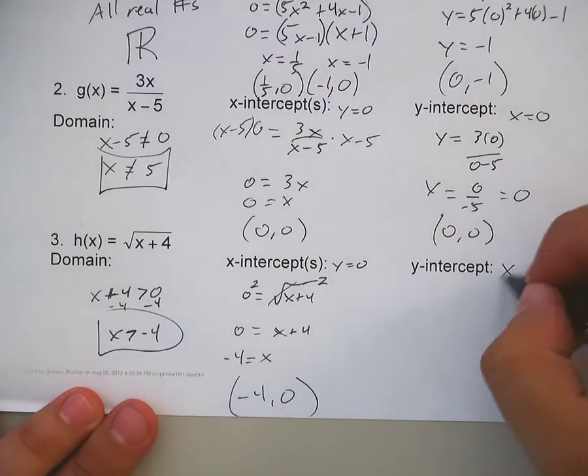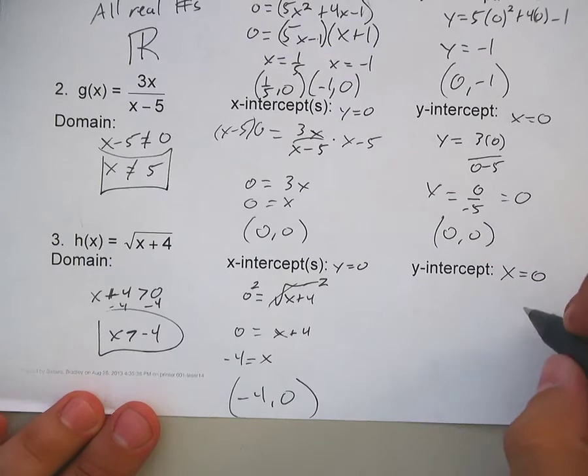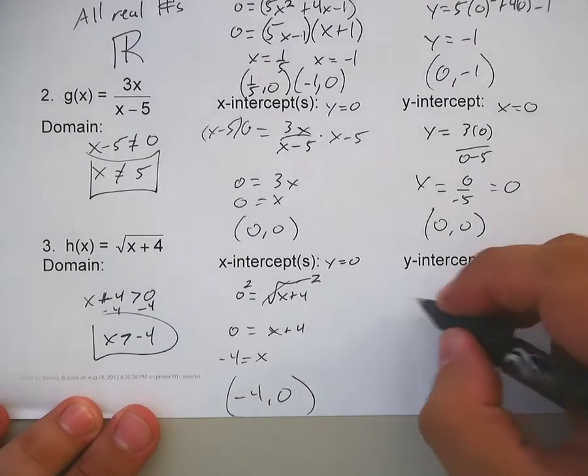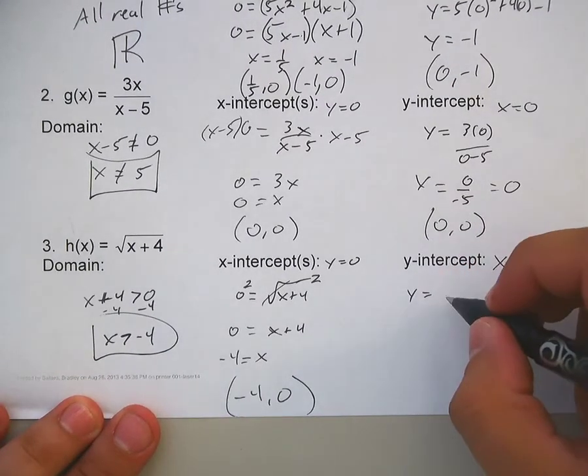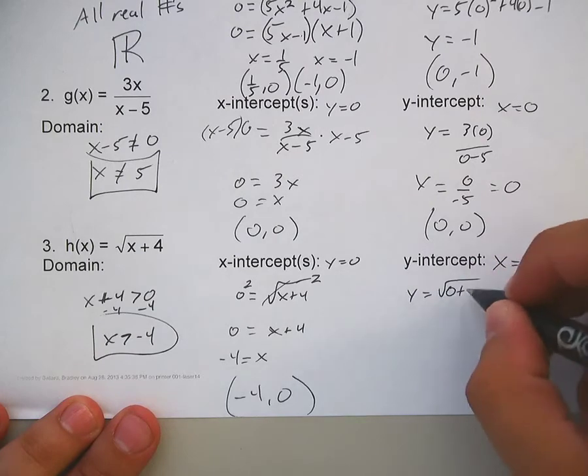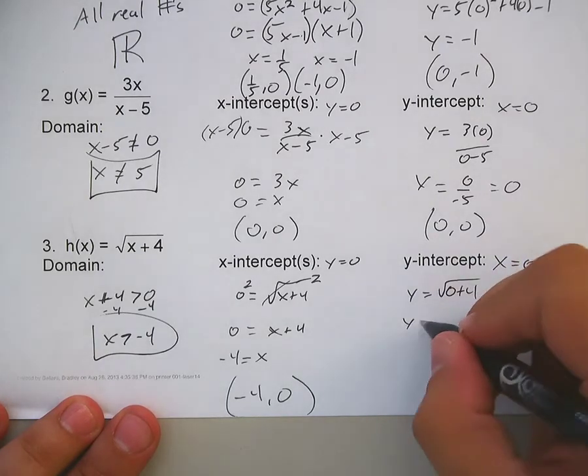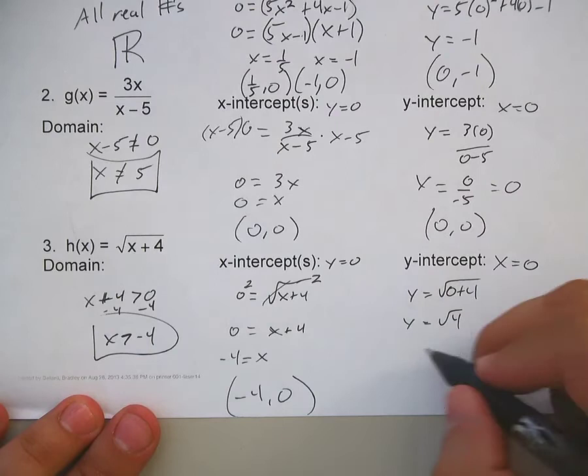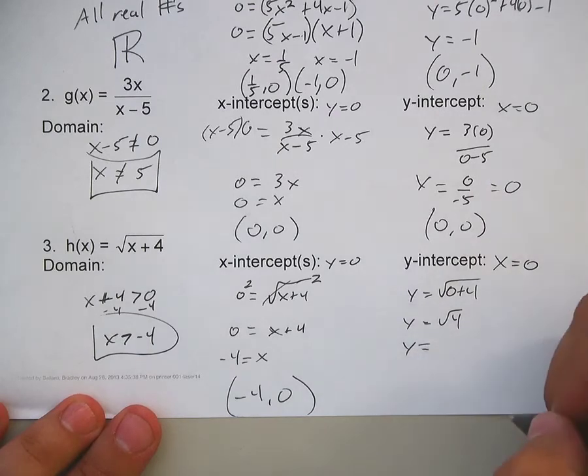Y-intercept, set x equal to 0. Again, I'm going to keep saying it. Y is equal to the square root of 0 plus 4. Y is equal to the square root of 4. Y is equal to 2.